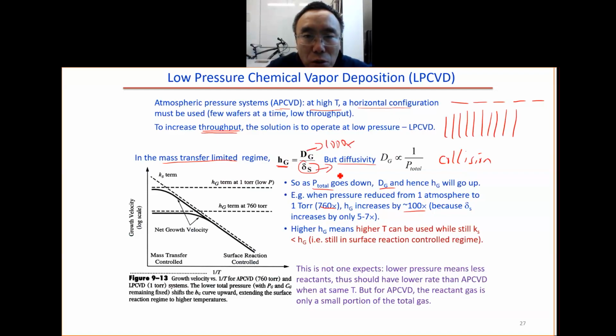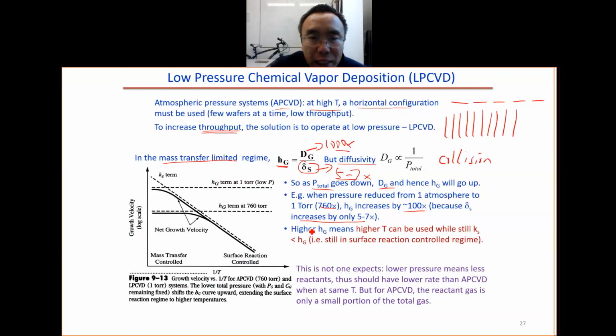But this term also increases. When you have lower pressure, the boundary layer thickness will also become bigger. It increases by 5 to 7 times. So overall, 1,000 divided by 5 to 7 gives you about 100 times.